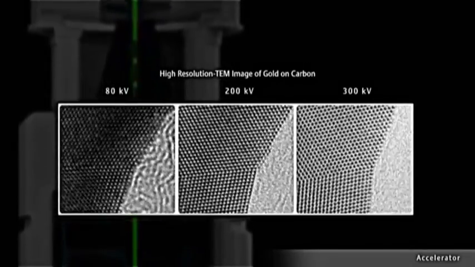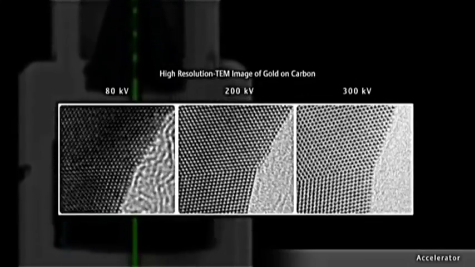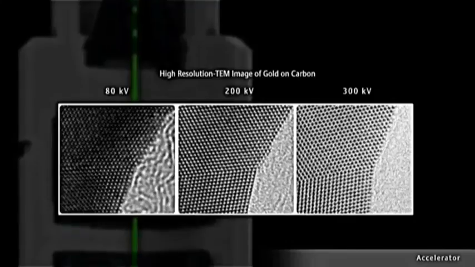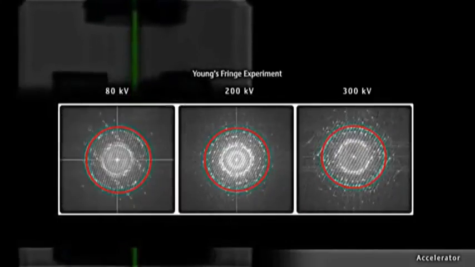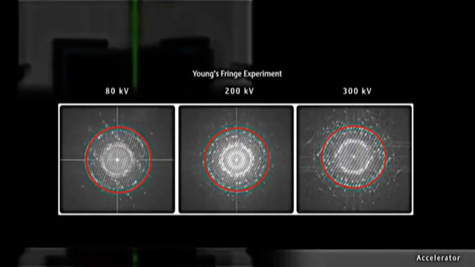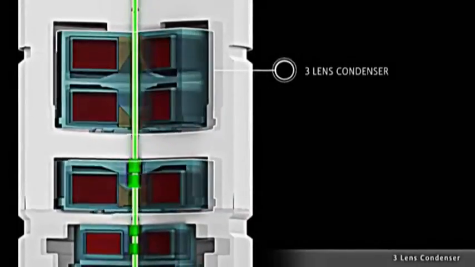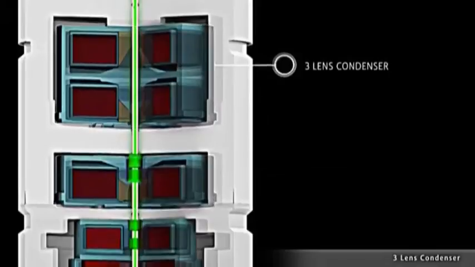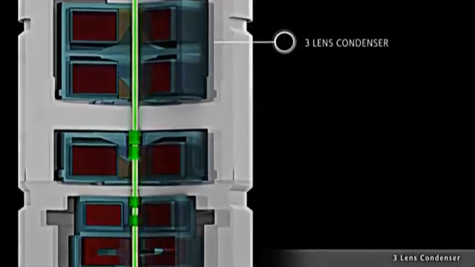Here you can see the atomic resolution is preserved across the acceleration voltage range, shown in the atomic images of gold acquired at different voltages. Young's fringe experiments show the stability of the deep sub-angstrom information transfer across the acceleration voltage range. The 3-lens condenser zoom system controlled by smart optics is optimized for a large range of parallel illumination in TEM mode from nanometers to micrometers.